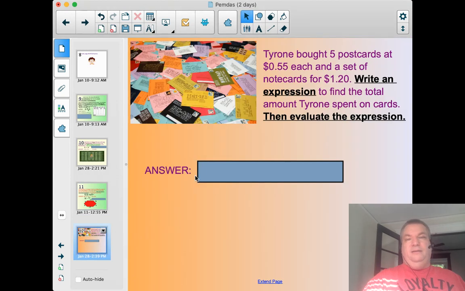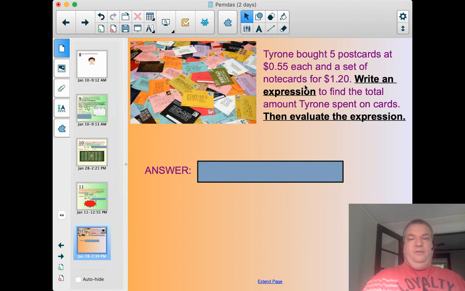All right, let's look at another one. Tyrone bought 5 postcards at 55 cents each, so here we've got some decimals, and a set of note cards for $1.20. Write an expression to find the total amount Tyrone spent on cards, then evaluate. Again, evaluate just means to use your order of operations to find out what it equals. It's basically solving it.